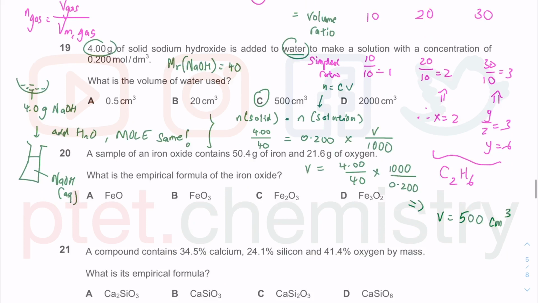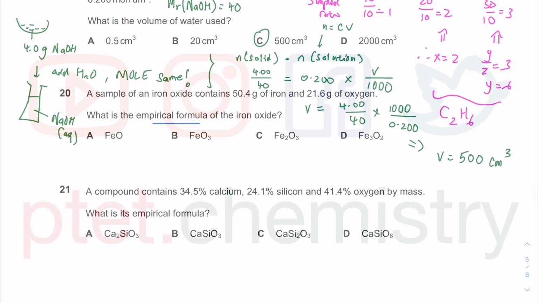Question 20, so they want empirical formula, something very similar to what we've done before. Fe and O, so we're running out of space very easily here, but anyway, I'll use whatever space we have. Just cut straight to the chase, mole equal to mass over AR. So the AR of iron, I think, is 56. Let me just double check. It is 56, so 50.4 over 56 gives a value. Oxygen, there is 21.6 over 16, gives a value. Should really find a bit more space down there. Alright, so this is for question 20.